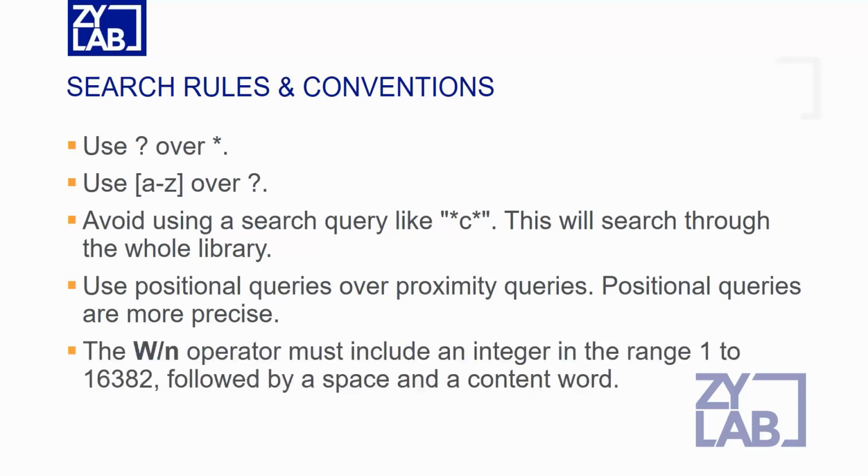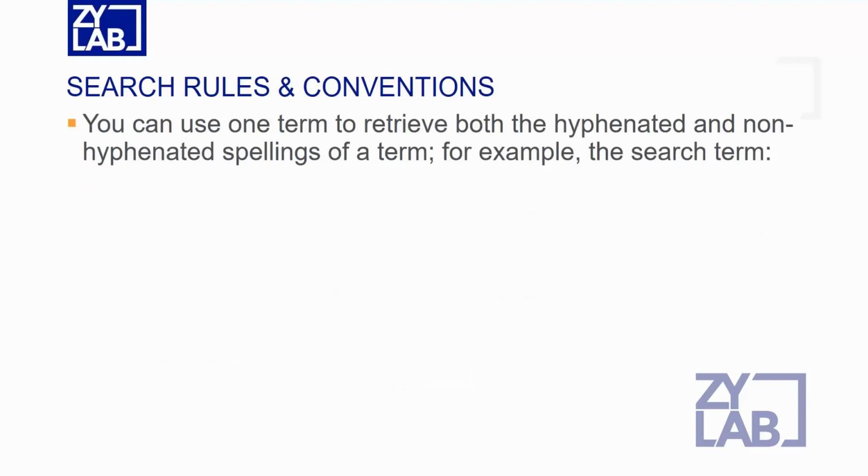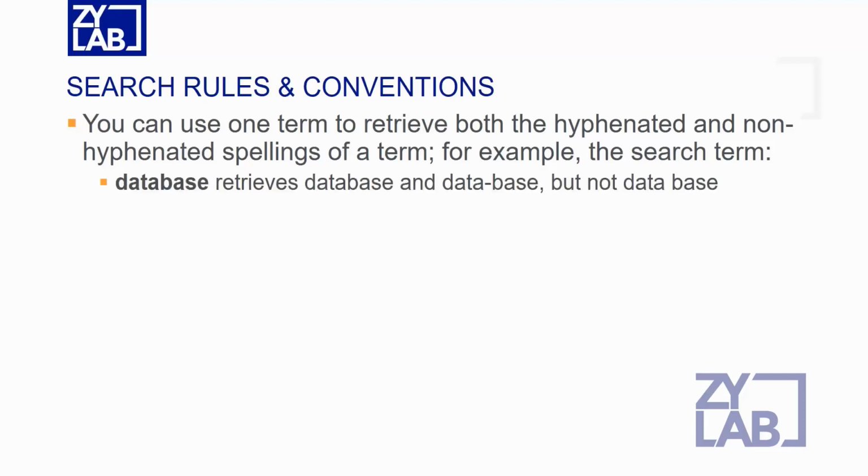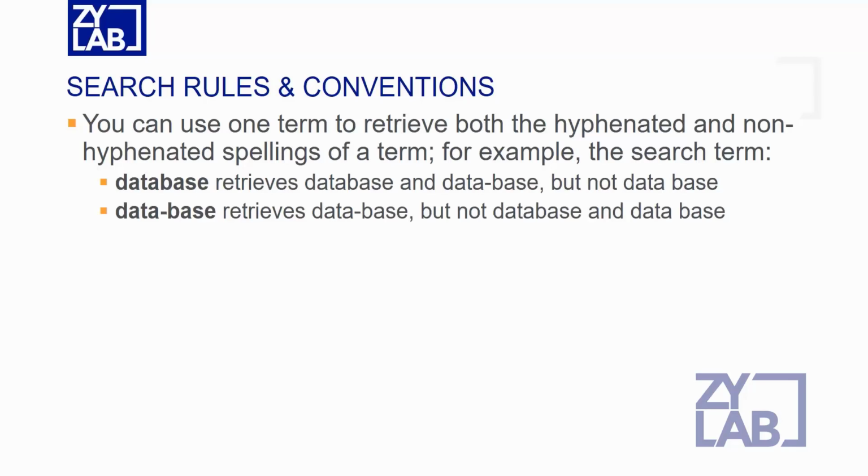The within operator must include an integer within the range of 1 to 16,382, followed by a space and a content word. You can use one term to retrieve both the hyphenated and non-hyphenated spellings of the term. Here's an example of how the query for the word database as a single word, as a hyphenated word, and as a phrase would be searched.